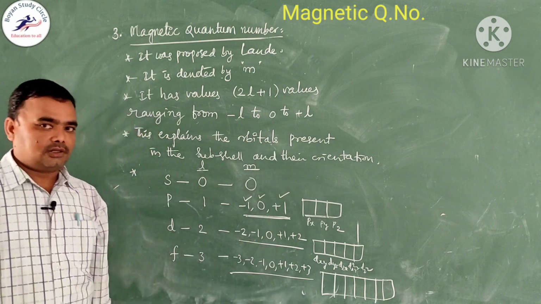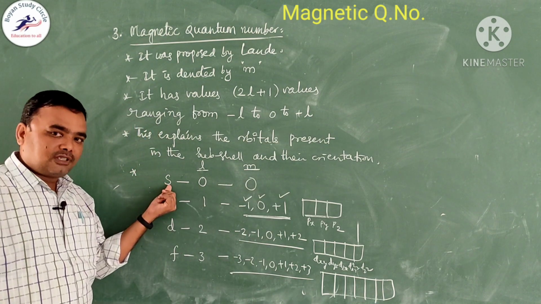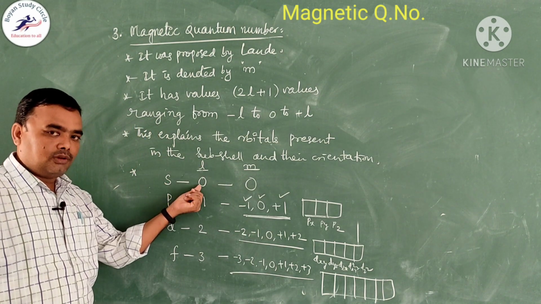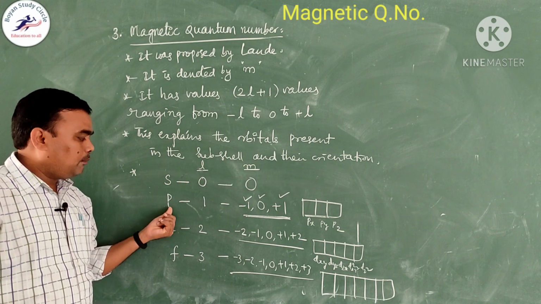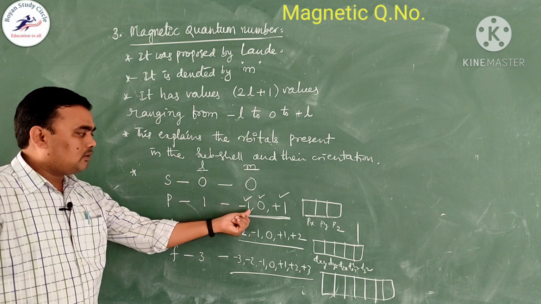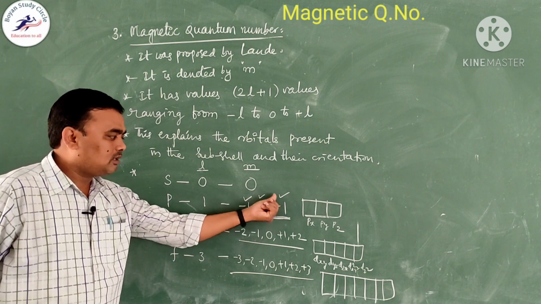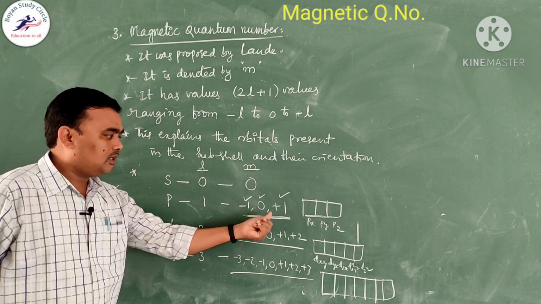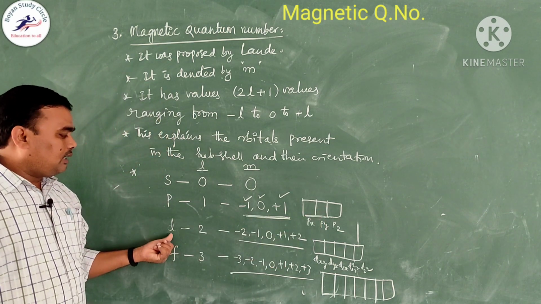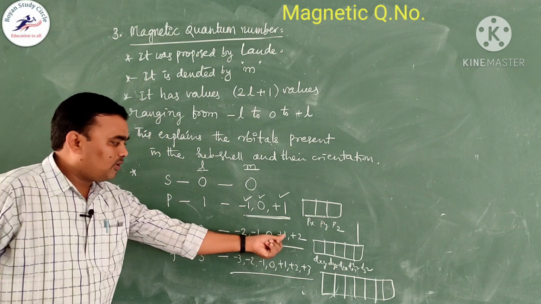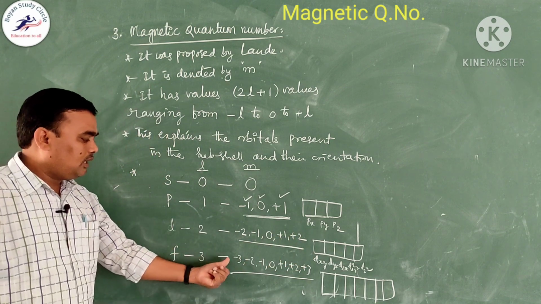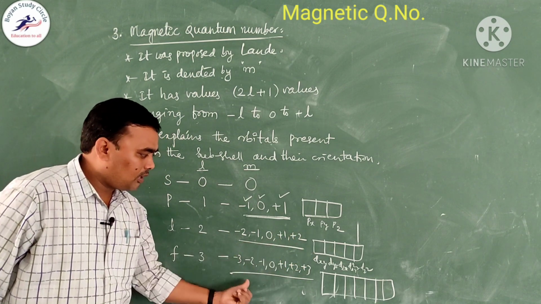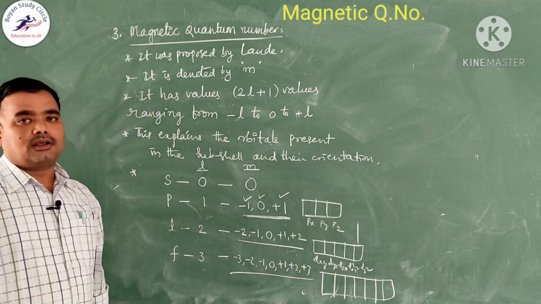So in that way you can find out how many orbitals are present and what is their orientation, right? So for S subshell, L value is 0, so there is only one value, that means only one orbital. In P, L value is 1, so 2L plus 1, that means 3 values and 3 orbitals are present, they are Px, Py, Pz. And in D, 2 into 2 plus 1, 5 values are present, so 5 orbitals are present. And in F, 2 into 3 plus 1, 7 values are present, so 7 orbitals are present.